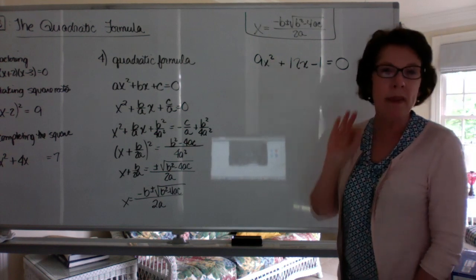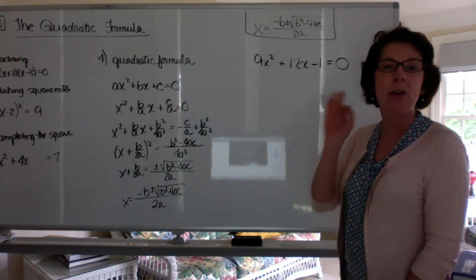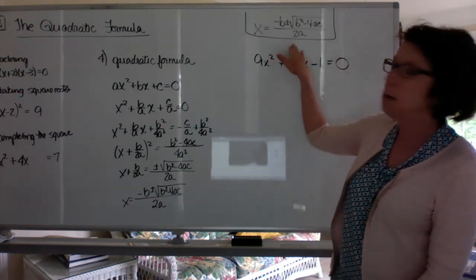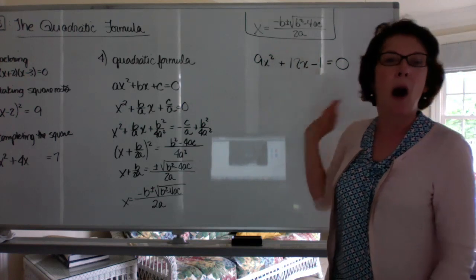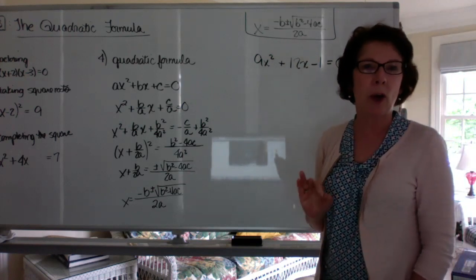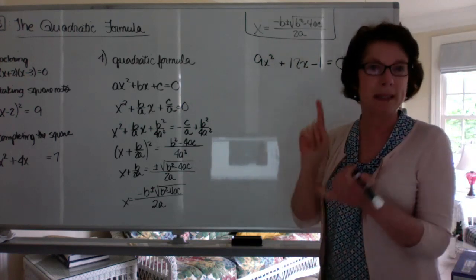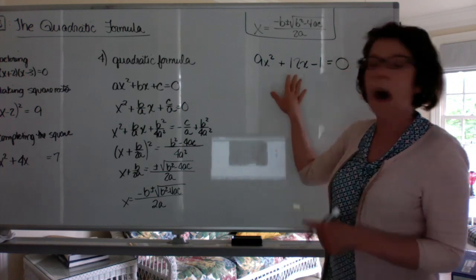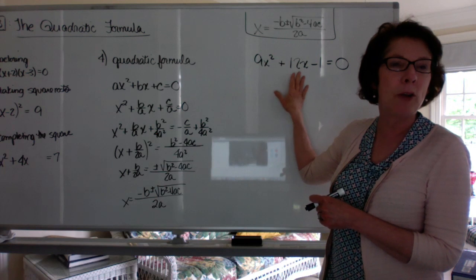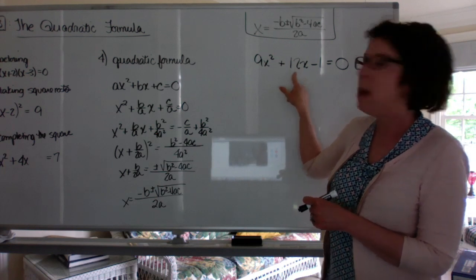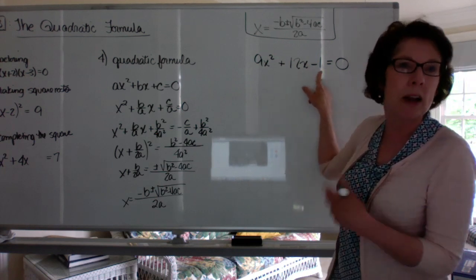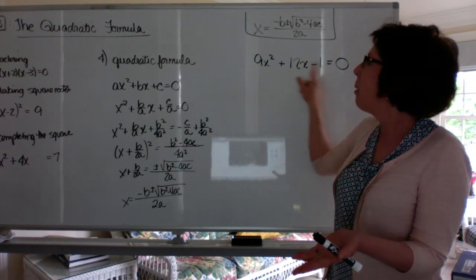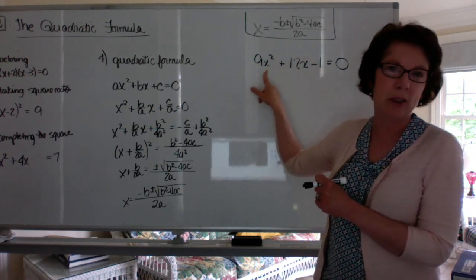The important thing about finding your values of a, b, and c to plug into the formula up here is you have to have the quadratic equation in standard form. That means ax squared plus bx plus c equals 0. You can have no x term and your b value would be 0. You can have no constant over here and your c value would be 0. But what you must always have is an x squared term.